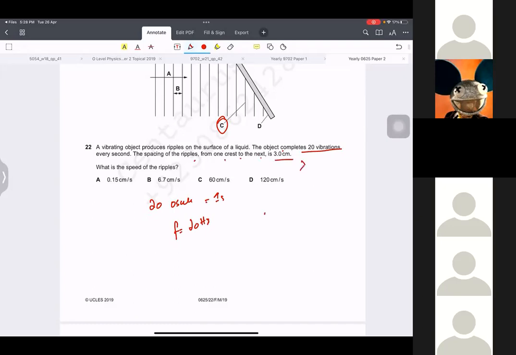This is lambda. V is equal to F lambda, in cm/s. That has to be this. All right.